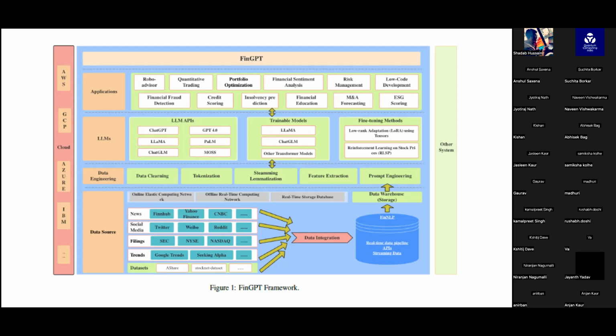And with near accuracy, can we actually predict these kinds of phenomena? So news, then social media is a very big influencer these days, especially Reddit and Twitter. People do discuss the news which is not there in the main media. And the filings of the companies on different stock exchanges like SEC and NYSE and NASDAQ, and what are the current trends related to stock markets. So it's Google Trends, and Seeking Alpha, which is related to this.